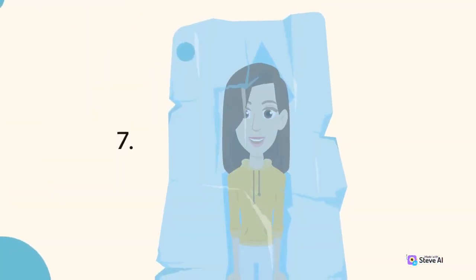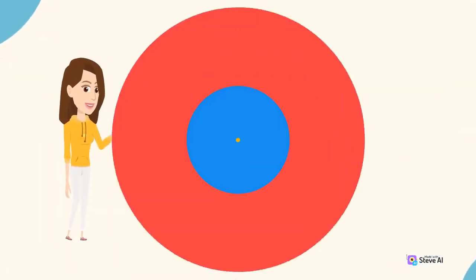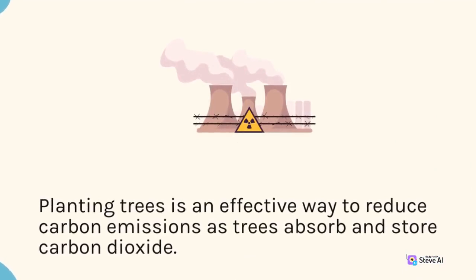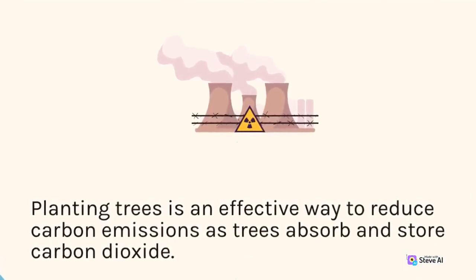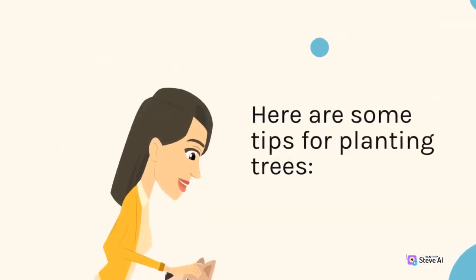7. Plant trees. Planting trees is an effective way to reduce carbon emissions as trees absorb and store carbon dioxide. Here are some tips for planting trees.